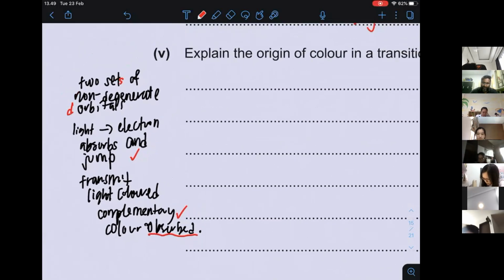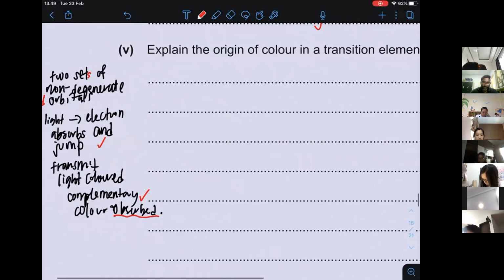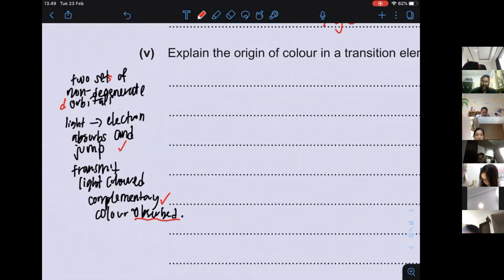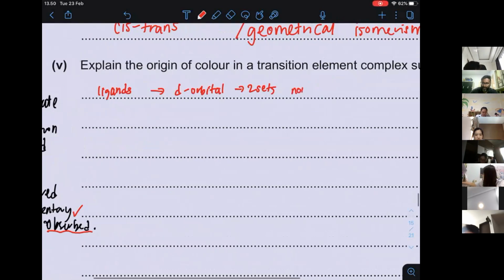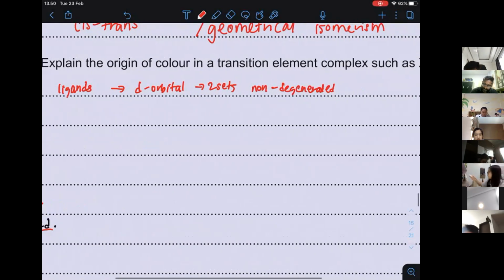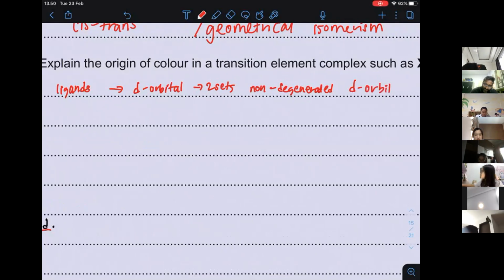So how do I explain this? Important, you need to say that the ligands will split the d orbitals into two sets of non-degenerate orbitals. But please remember to say d orbitals here, because we have a tendency to say just orbitals. It must be d orbitals. That is the mark that is given also.